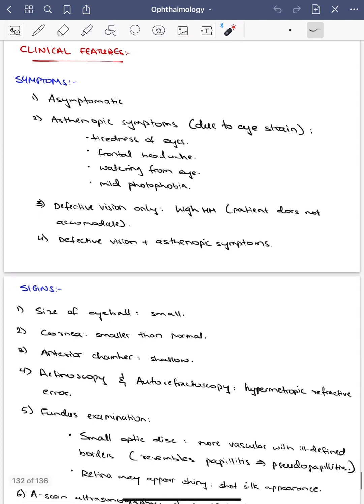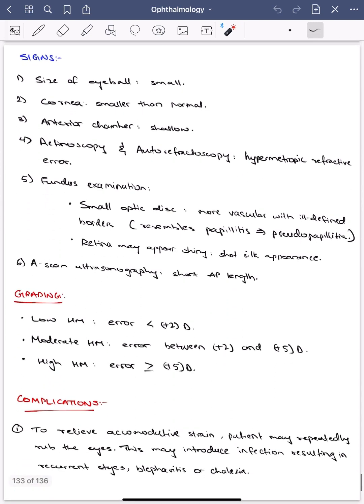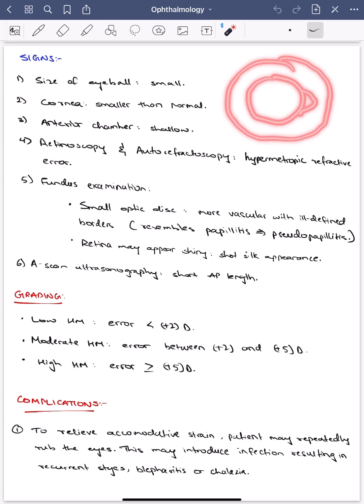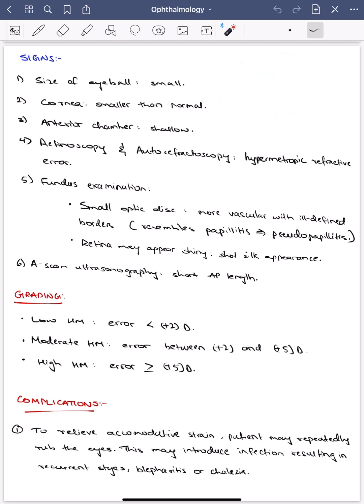Now coming to the signs of hypermetropia, the size of the eyeball is usually small. The cornea is also smaller than normal. The anterior chamber is shallow. All of this is due to the smaller eyeball. Because of the smaller eyeball, there is a smaller cornea, and because of this, the anterior chamber also appears shallow. So these are the first three signs.